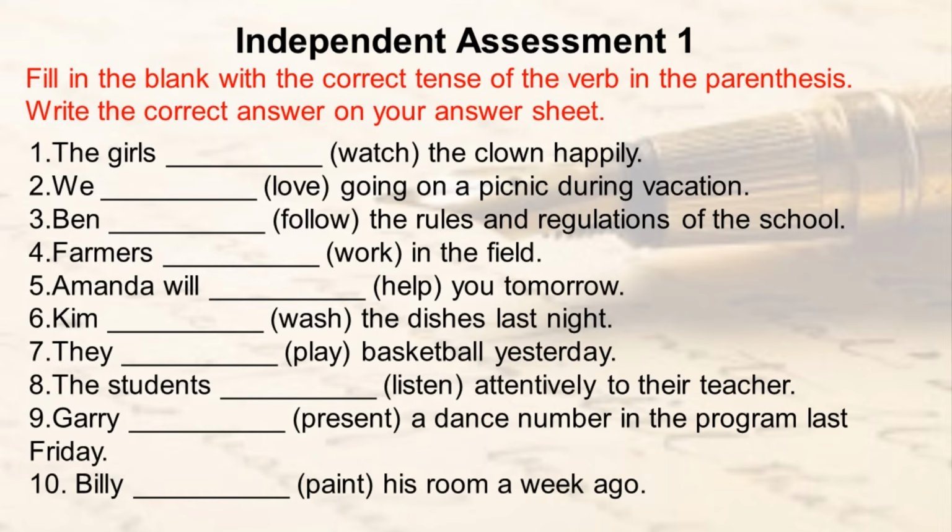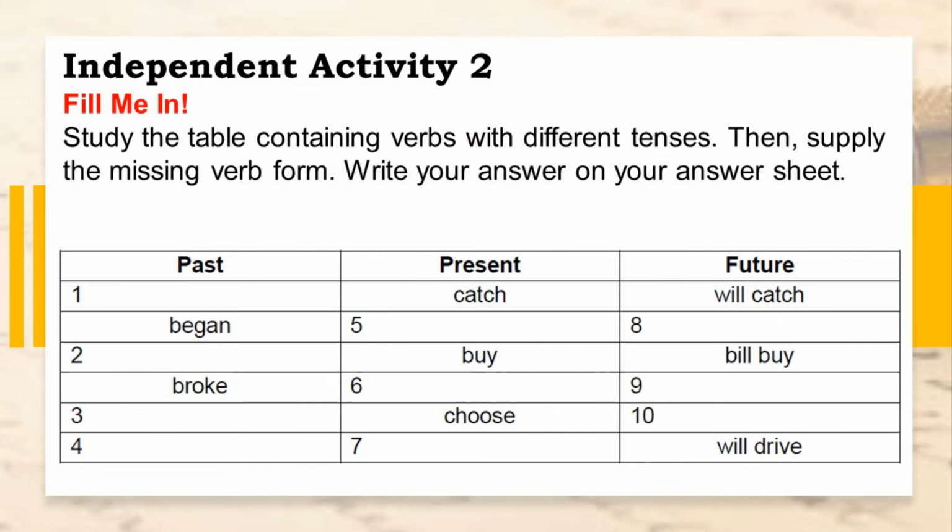7. They blank play basketball yesterday. 8. The students blank listen attentively to their teacher. 9. Gary blank present a dance number in the program last Friday. 10. Billy blank paint his room a week ago. Independent Activity 2. Fill in. Study the table containing verbs with different tenses. Then, supply the missing verb form. Write your answer on your answer sheet.